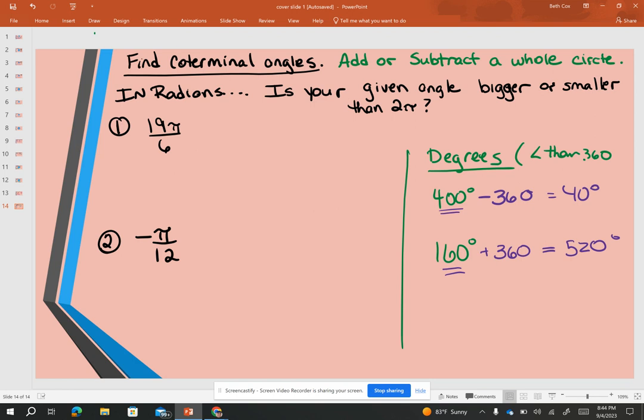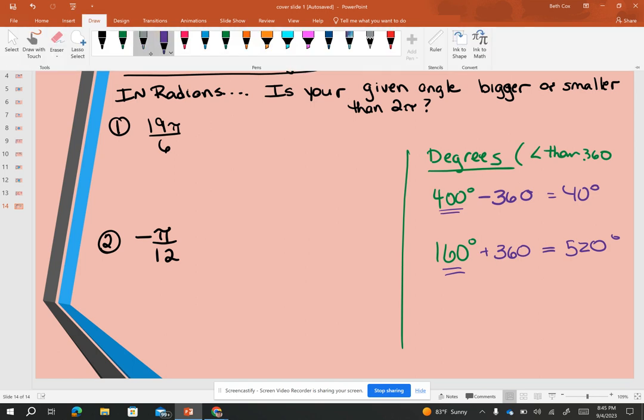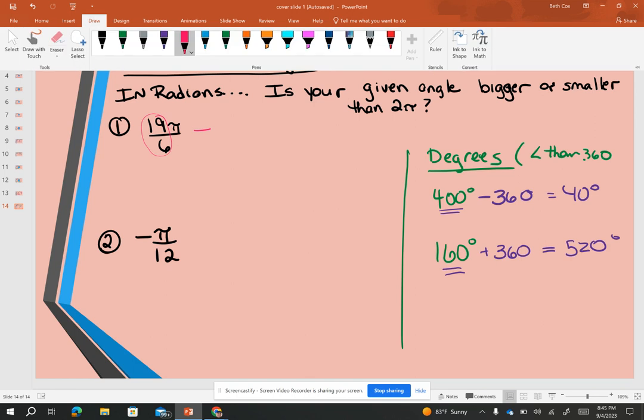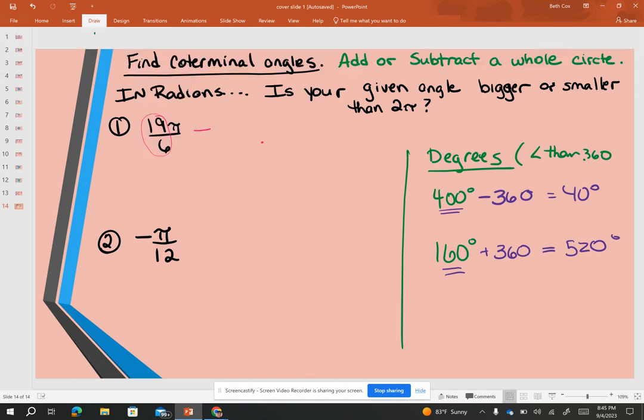So knowing where I am when I start will determine whether I add a whole circle or subtract a whole circle. With fractions, it's harder sometimes because people don't know how to do their fractions in their head. They don't know how to estimate with their fractions. So do a little estimating and decide if this is bigger or smaller than 2 pi. 19/6, 6 goes into 19 3 whole times. This is bigger than 2 pi. This is 3 and a little bit more. So this is definitely bigger than 2 pi. So to find a coterminal angle, I'm going to subtract a whole circle, and I'm going to subtract 2 pi.